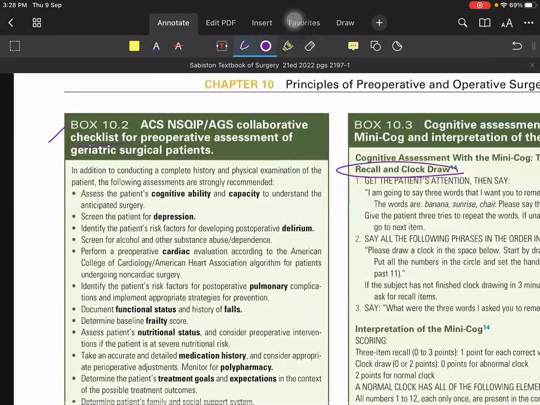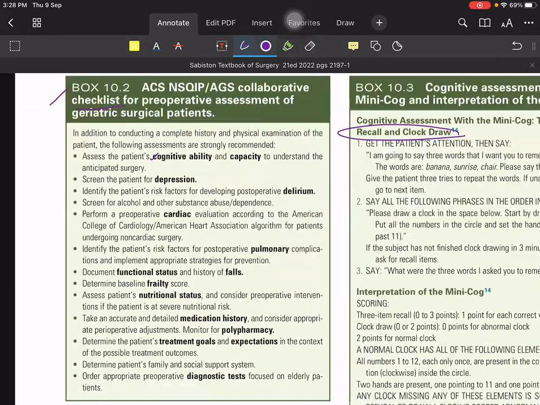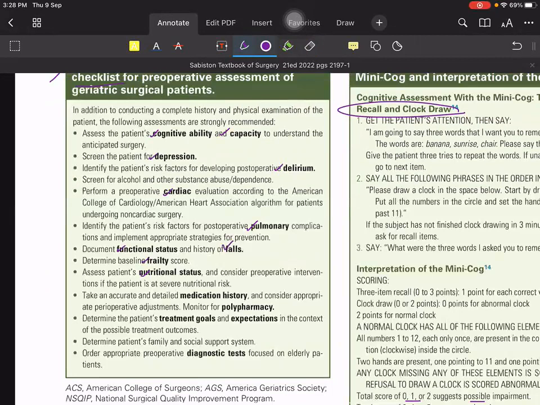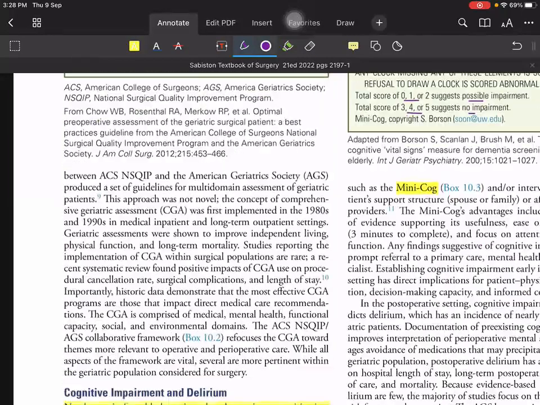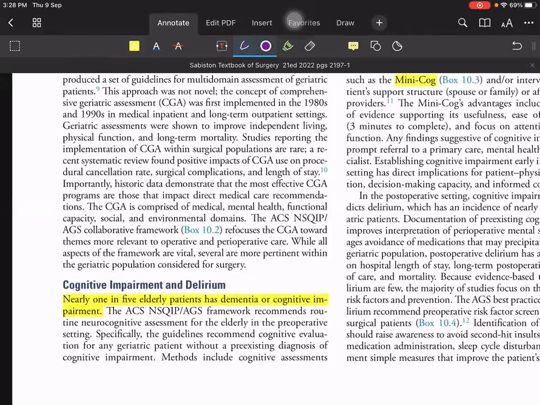So you have to see the cognitive ability, capacity, depression status, delirium, cardiac evaluation, pulmonary, functional status, falls, frailty score, nutritional status, medication history, polypharmacy, treatment goals, expectations, and diagnostic tests. Everything you have to ask when the patient comes in preoperatively. First, we'll go to cognitive impairment and delirium.